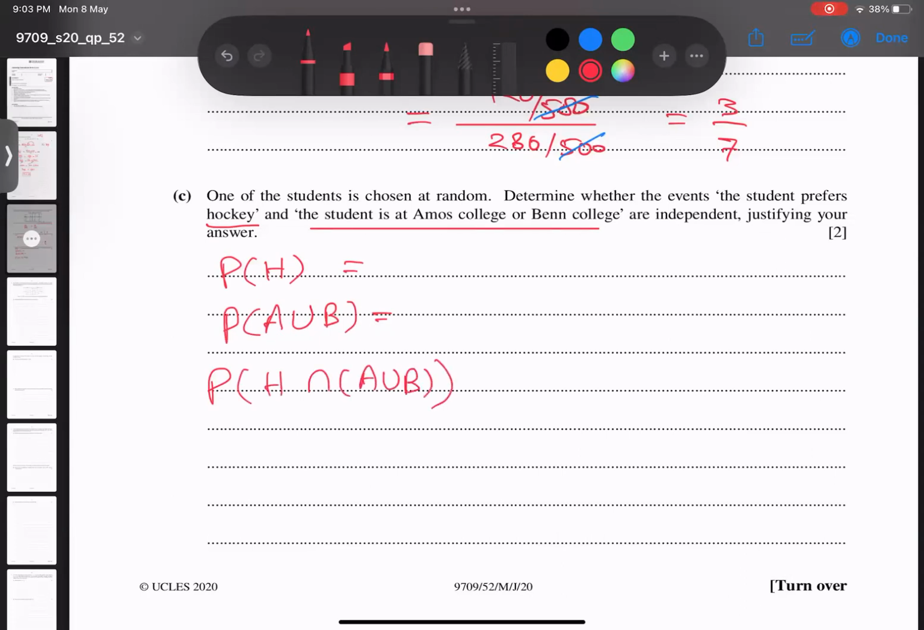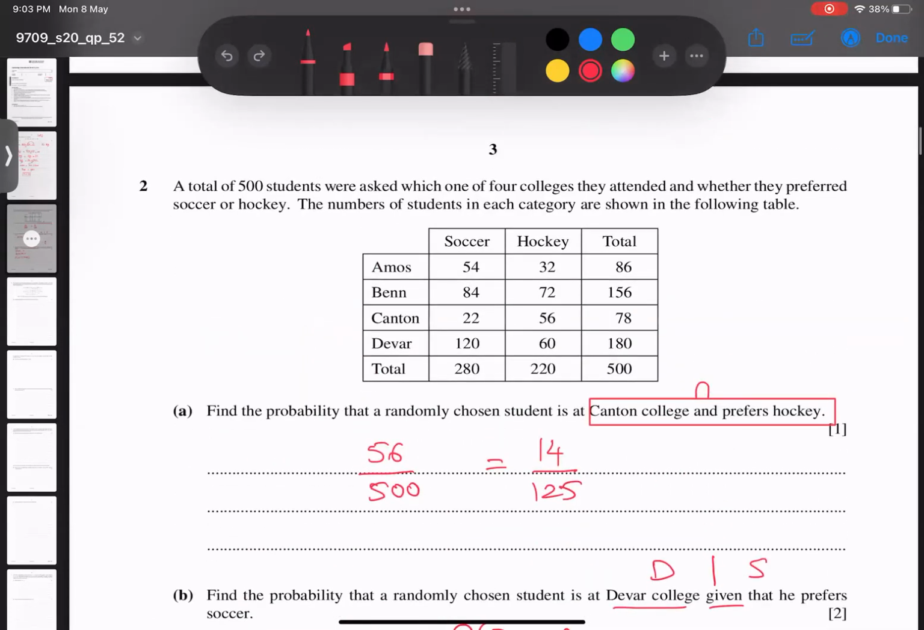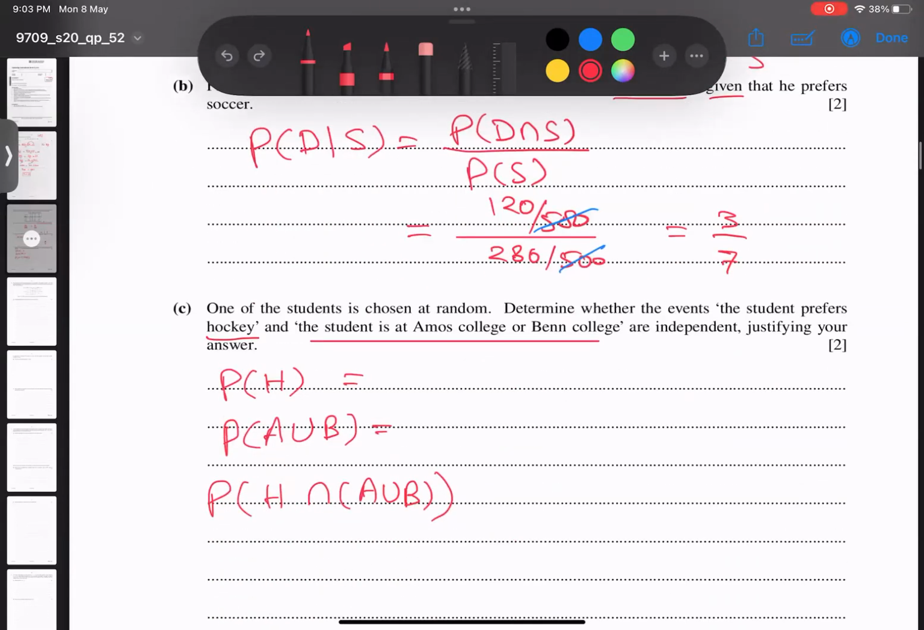I repeat my words. This is called event number one: hockey only. Event number two: college A or college B. So let's talk about hockey first of all. Hockey is very clear, we discussed it even before. Total is 220, so 220 over 500, because we're looking for a probability. So the probability of those students playing hockey is 11 over 25. And A union B we're looking for.